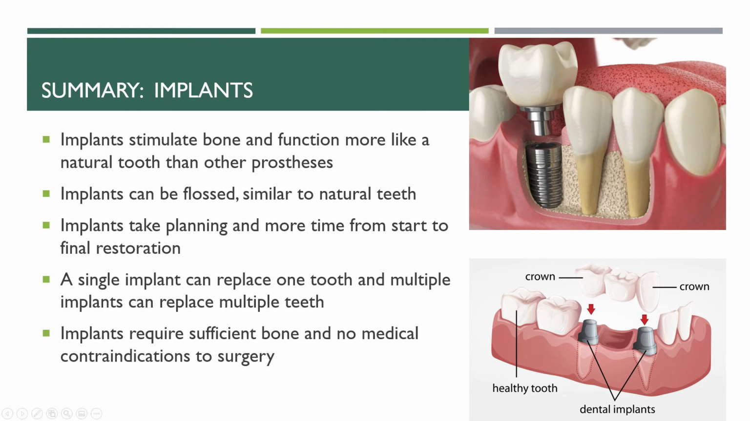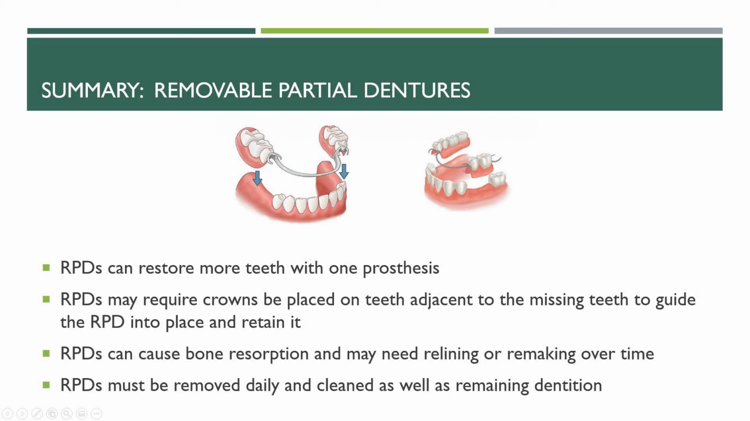Implants require surgery, an evaluation of sufficient bone, and no medical contraindications. Removable partial dentures can easily restore multiple teeth in one prosthesis, but these prostheses do not stimulate bone and may require reline or remake due to changes in tooth or bone support. RPDs may require that crowns be placed on support teeth for stability. RPDs also require extra steps to be taken daily to clean them, as well as the remaining teeth.